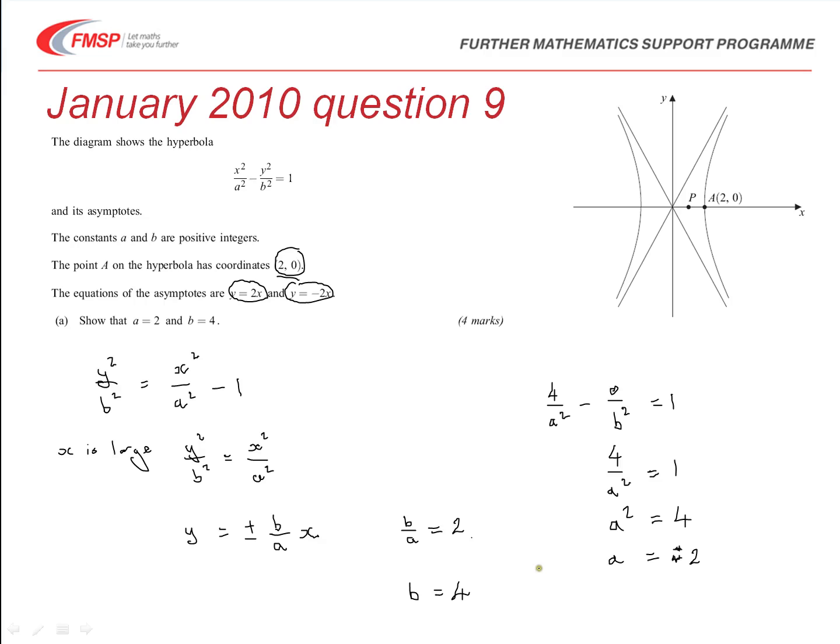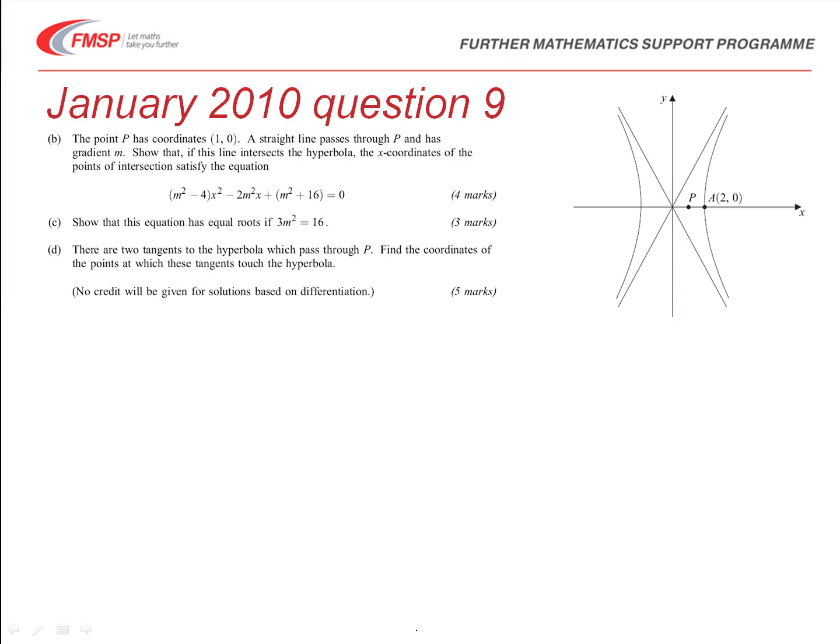So in terms of marks, obtaining a as 2 will give us 2 marks for correctly verifying and working our way through that, and then for doing the correct verification similarly for obtaining the b value will give us another 2 marks. Okay, so that's part A of the question done. Well, there's a lot more to this question.